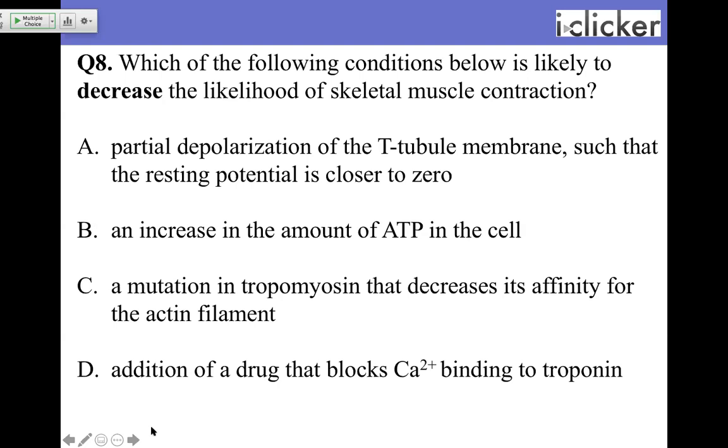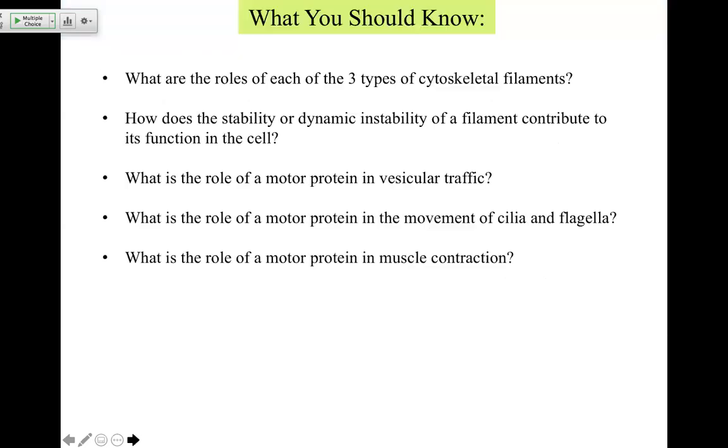All right, so that concludes our chapter on our cytoskeletal components. Make sure that you know what the roles of these different types of cytoskeletal filaments are. Some of them are stable, or in some circumstances, some filaments remain as a polymer. Others are growing and shrinking. What's the difference, and what's the function of those different types of stability?